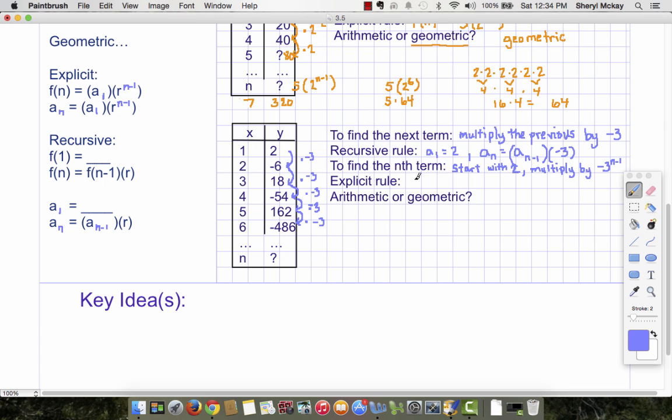Now let me go ahead and write that out. So I'm going to say that a sub n is equal to a sub 1, which is my first term, times the ratio, which happens to be negative 3. I don't need to write r, I write the ratio. Negative 3 to the n minus 1 power. So is this arithmetic or geometric? It's geometric.